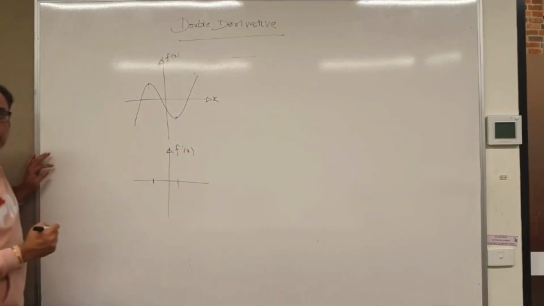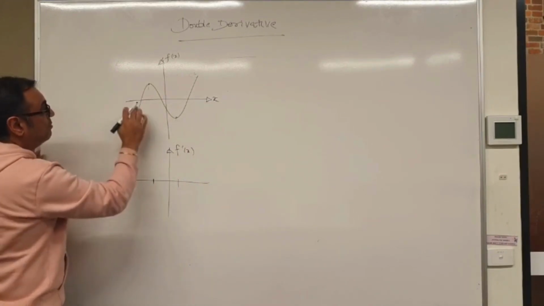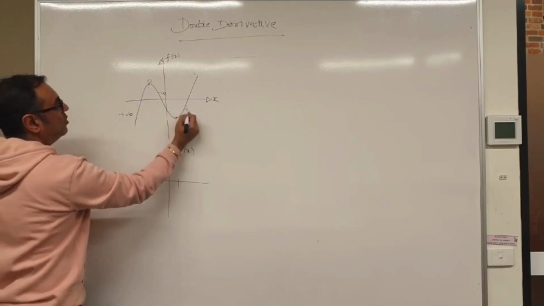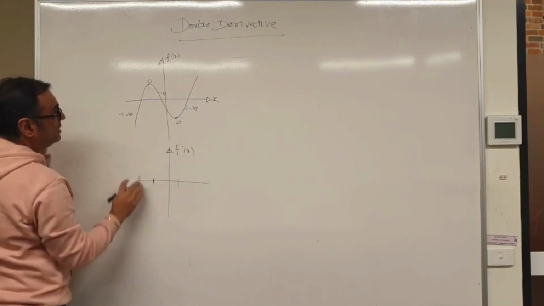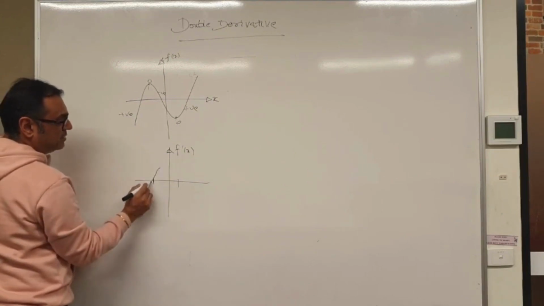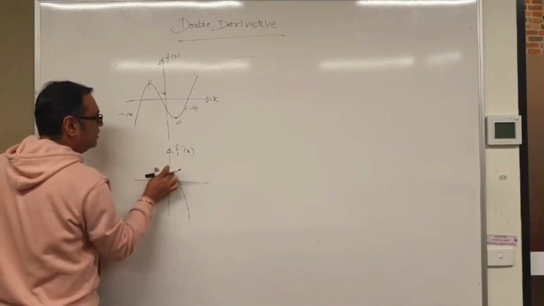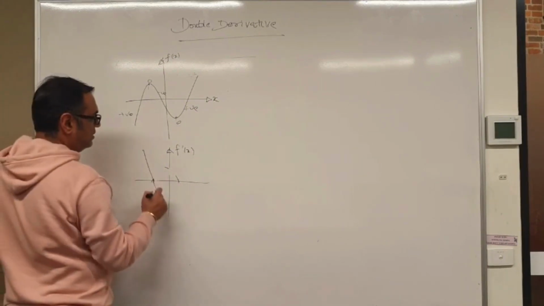F dash x. Now, positive, 0, negative, 0, positive. So it will be positive, 0, maybe something like this. Right or wrong? I think the other way. Oh, sorry, the other way, sorry, my bad. Thank you for your presence of mind. Is this how it is going to be?